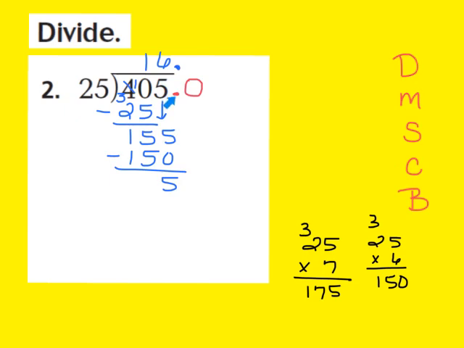So the decimal point from here is now up in the quotient as well. Now the next thing I'm going to do is drop that 0 down. We're going to bring the 0 down. Now I'm looking at a 50 being divided by 25.